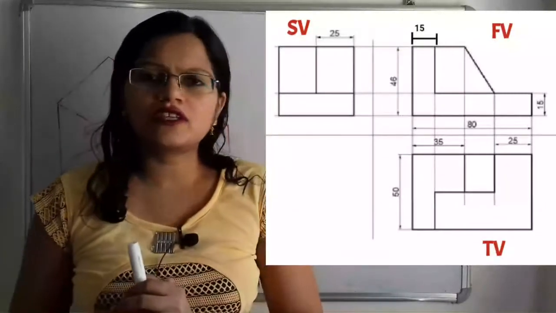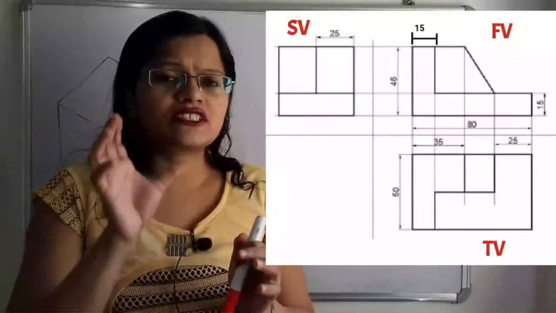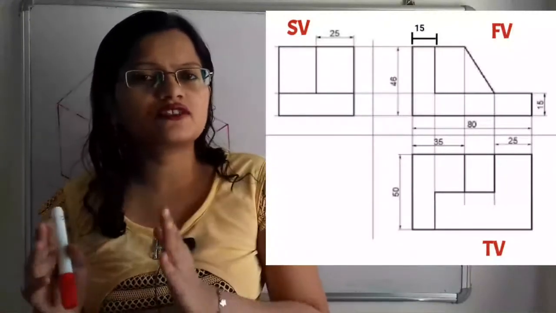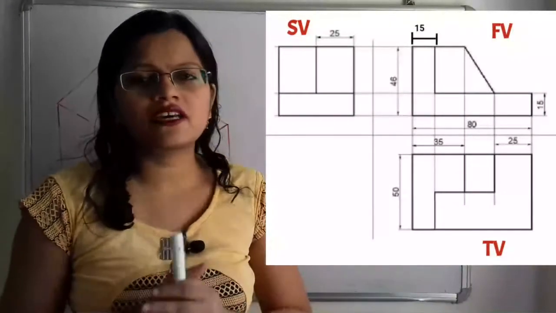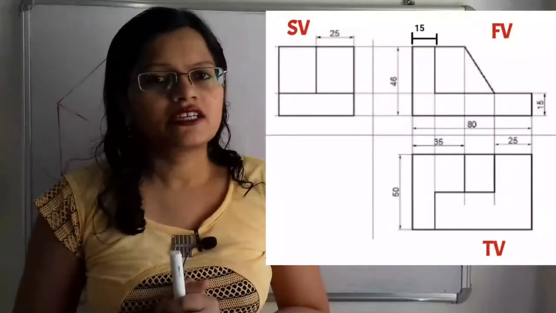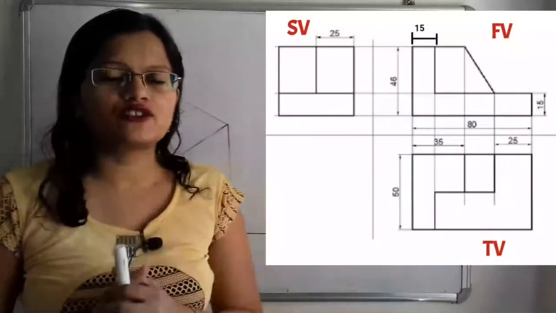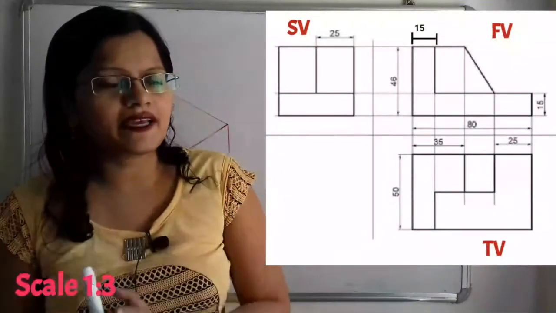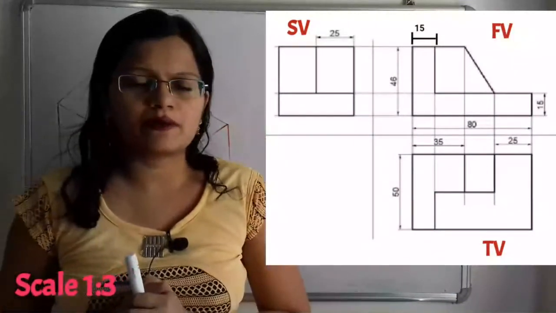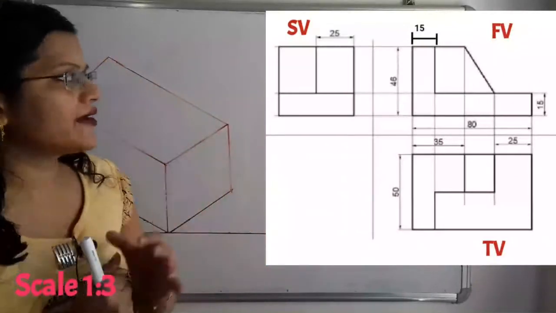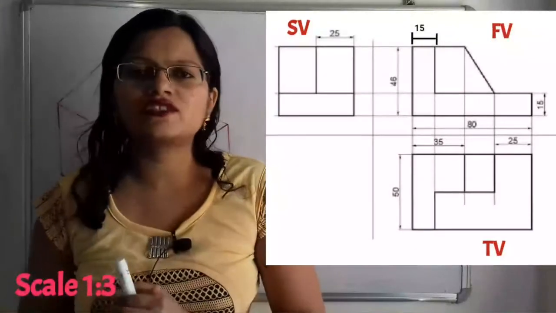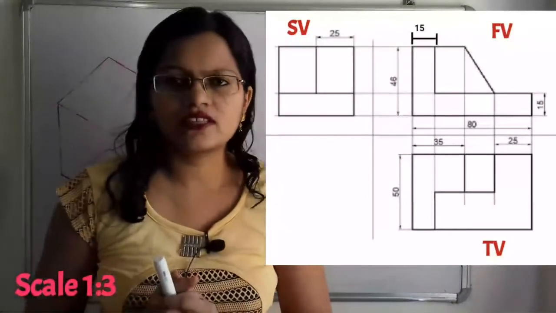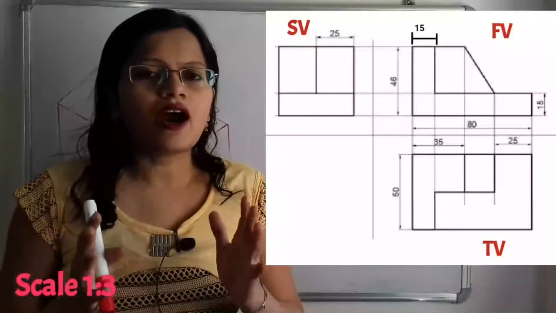If we observe these dimensions, they are small. So we will use the scale 1:3, that is 1 millimeter in the orthographic projection is equal to 3 millimeter in the isometric projection. We will take length 80 multiplied by 3, that is equal to 240 millimeter. In the same way, width 50 into 3 is 150 millimeter, and height 46 into 3 is 138 millimeter.